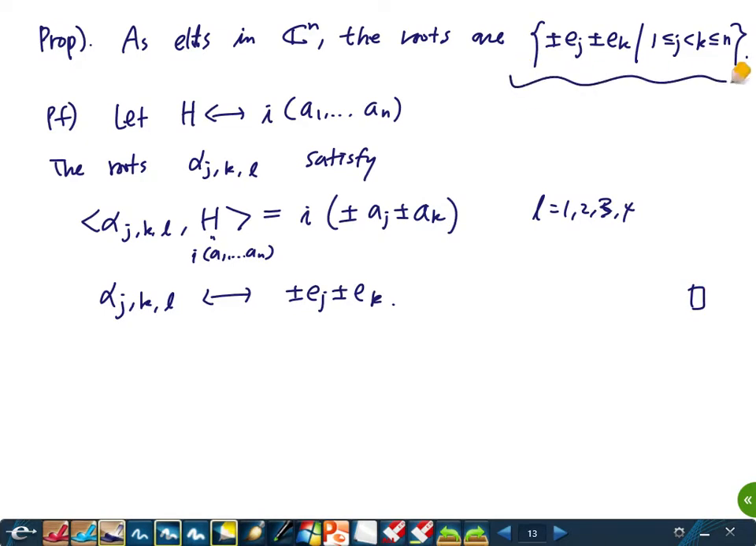So that's it. The roots are of this form, type D_n. This is a type D_n root system. So R is really in R^n, not C^n. I mean, it is in C^n, but in particular it is in R^n, because everything is real.